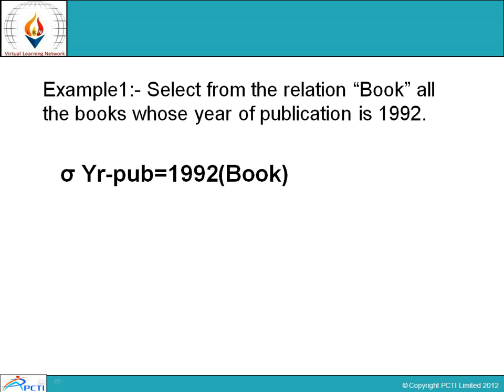To execute this query, we use the select statement. Here, for writing the select, we use the symbol sigma. Sigma is used for select. What does it select? Year published is equal to 1992, and in the circle bracket we write the table name. Then it will show you those rows which were published in the year 1992.